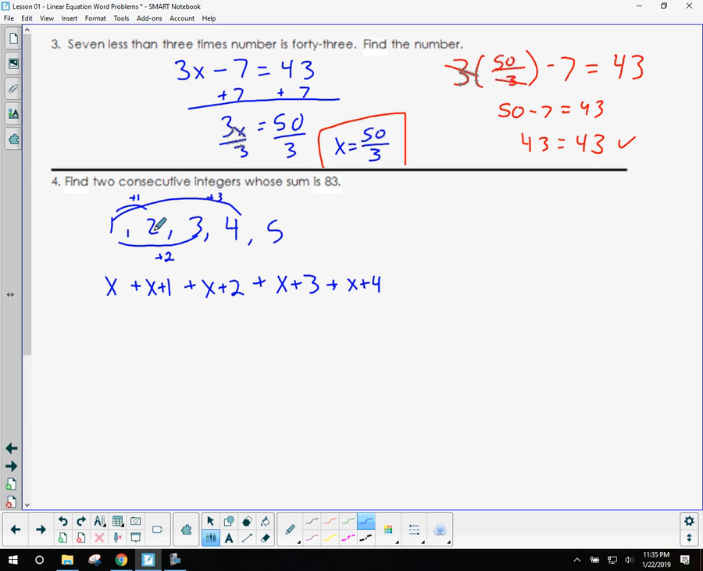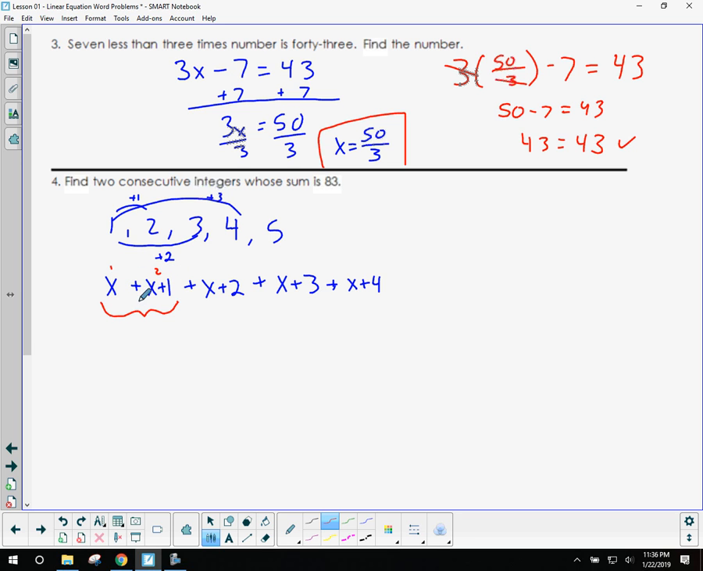So when we say find two consecutive integers whose sum, hence the adding in between, is 83, I'm looking at x and x plus 1, because this is the first one and this is the second one. The sum of these two should be 83. So x plus x plus 1 should equal 83.